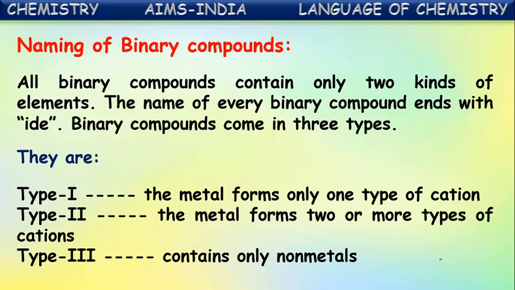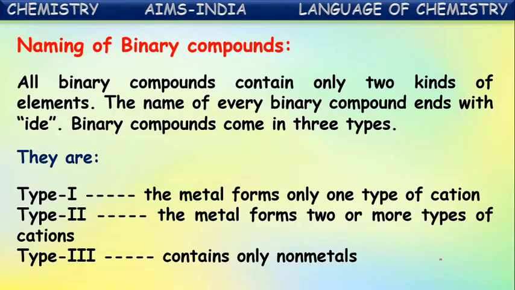Next, type 2 binary compounds. In these also there will be a metal which can exhibit more than one valency, or which can form two or more types of cations. For example, FeCl2 or FeCl3. In FeCl2, there is a metal, iron, which can exhibit more than one valency or form more than one kind of cation. They are Fe plus 2 and Fe plus 3, two ions it can form. So the compounds formed by such metals come under type 2 binary compounds.